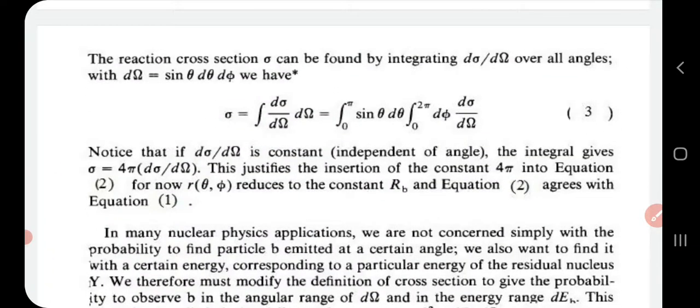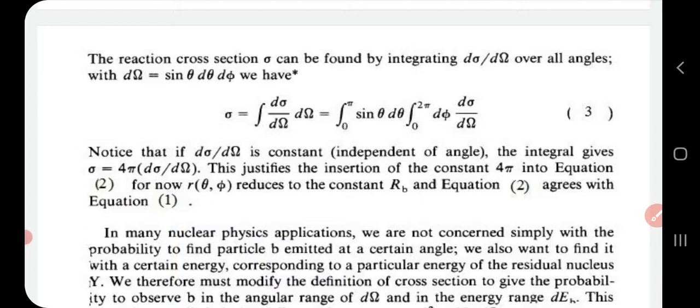Now let us find the reaction cross section sigma by integrating d sigma by d omega over all angles, taking d omega equal to sin theta d theta d phi. So integrating, sigma equals the integral of d sigma by d omega, which will be equal to the integral from 0 to pi of sin theta d theta, and the integral from 0 to 2 pi of d phi, times d sigma by d omega. Now here d sigma by d omega is a constant.